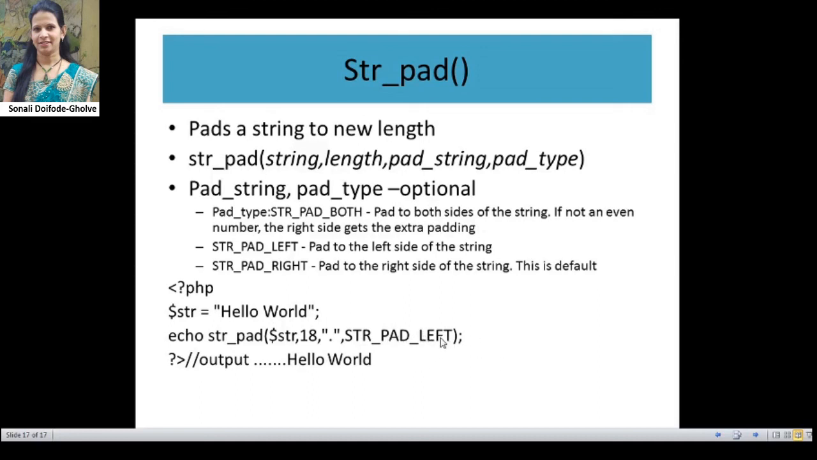And if you want some characters at the start and at the end also, then give STR_PAD_BOTH. Here is an example. First, the length of this, 18 means what? Suppose the length of this is 10, then it will add 8 dots at the left. If you provide 20 here, then it will add dots accordingly. First it calculates the length of this, and the total length will be this. In this way you can use the str_pad function.